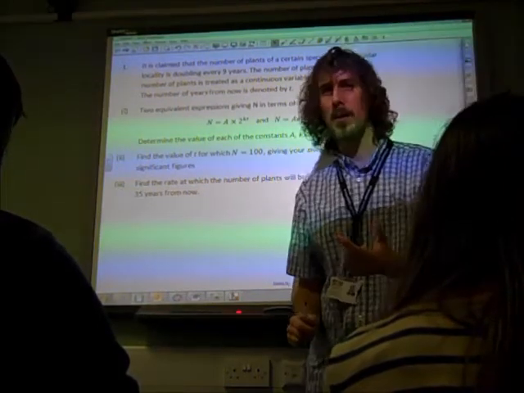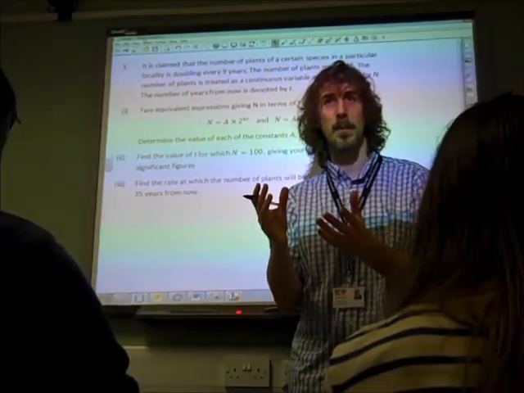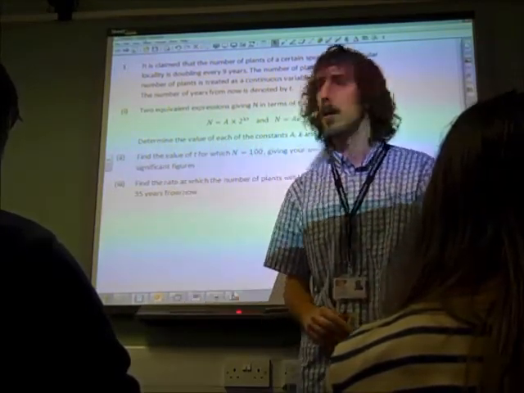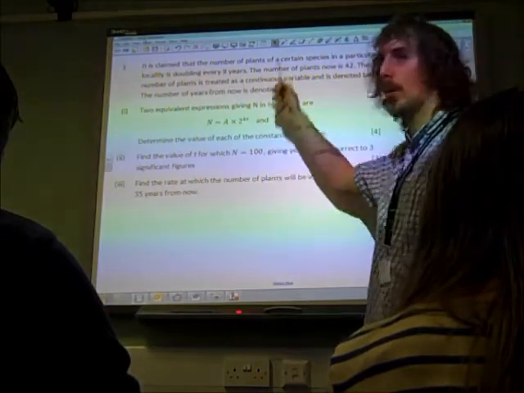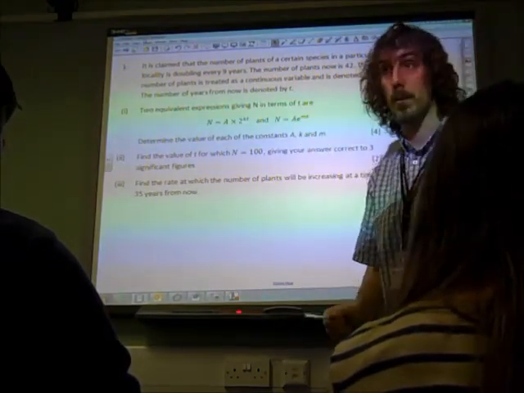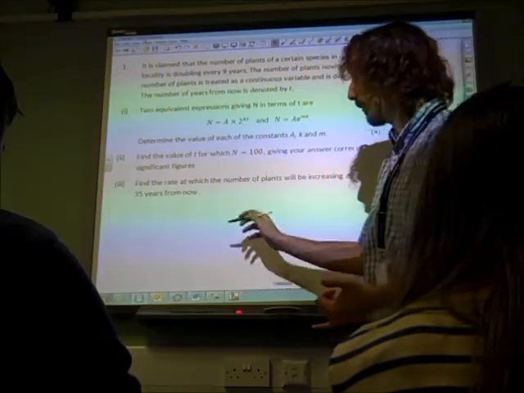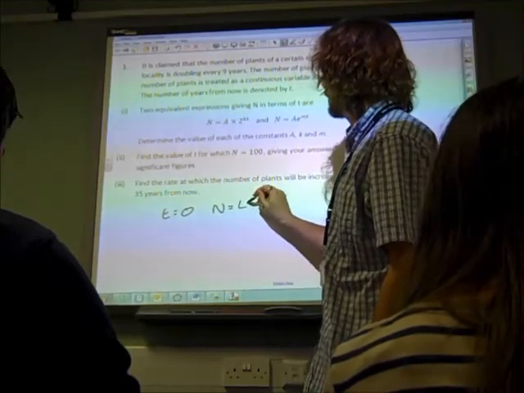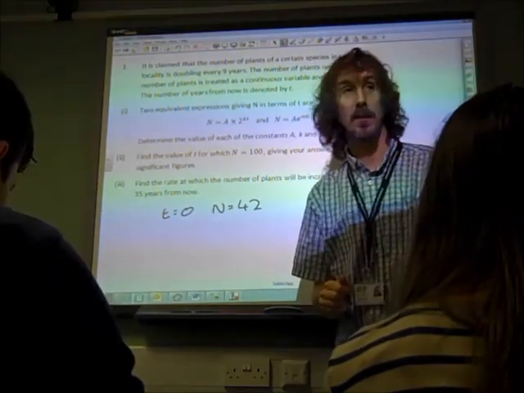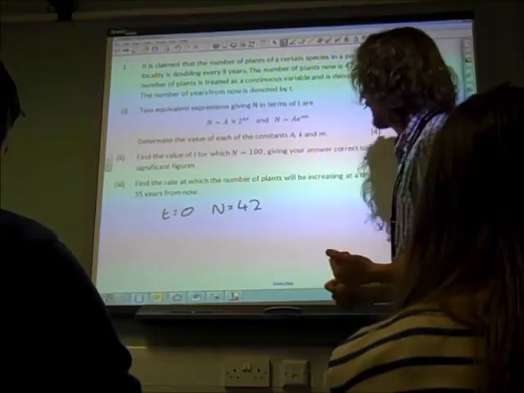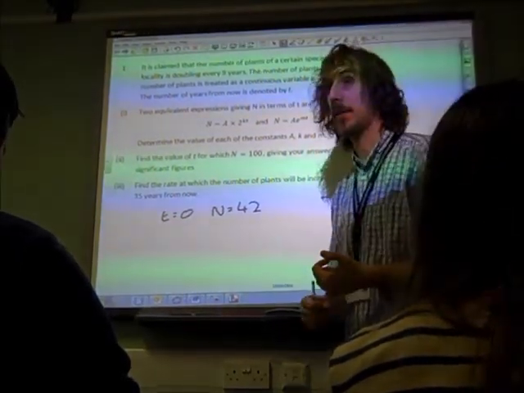So we've had questions with this kind of idea before, but there have been tables of values that you have to work the stuff out from. Here we've got two equations, but we know some things. The first thing we've got to do is work out what we know. We know that if t is 0, n is 42. That's a big thing to start with. We also know that it's doubling every 9 years.